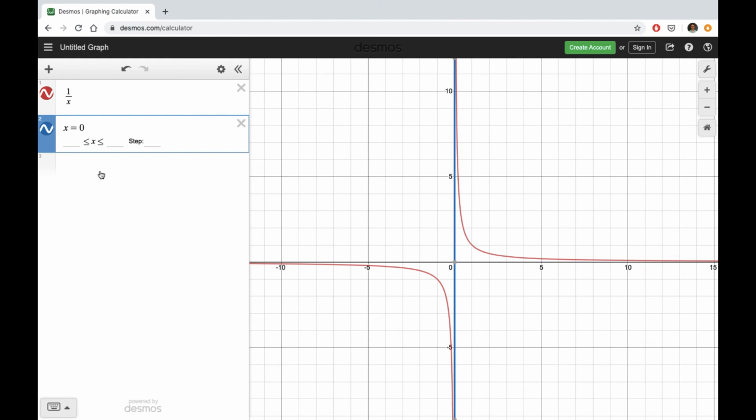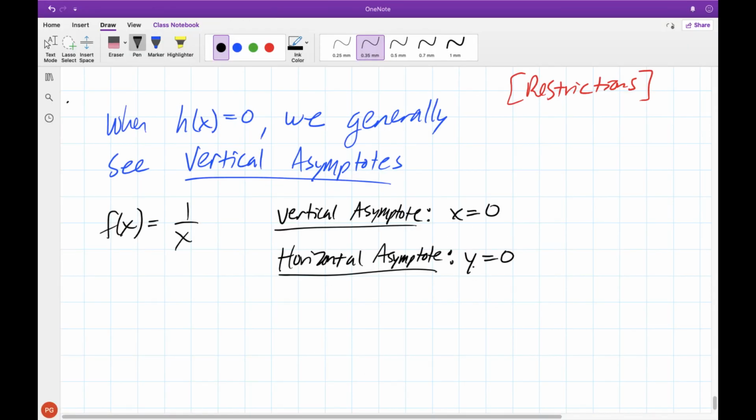We have another asymptote here as well, and that's a flat one. Notice how this line on both sides never touches our x-axis, so we have a horizontal asymptote of y equals 0. So these would be our two asymptotes.